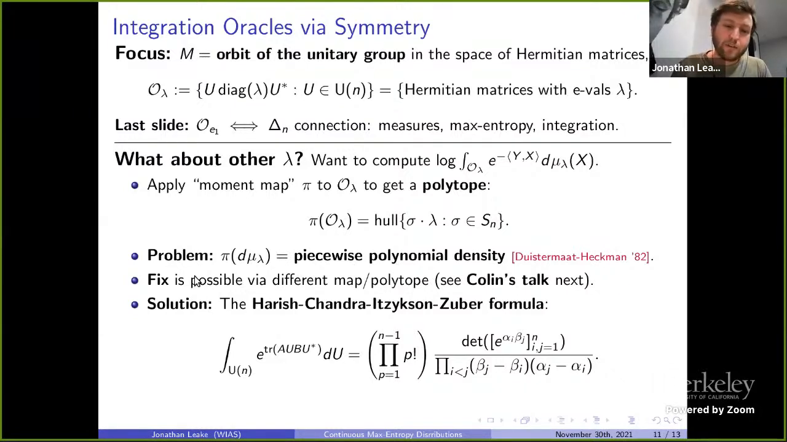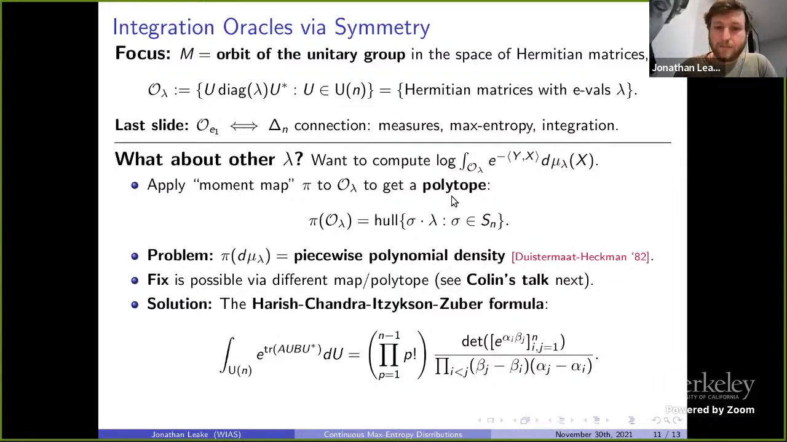Okay. And in fact, though, there is a fix that's possible. One can choose a slightly different map here and go to a different polytope and do something there. I'm not going to talk any more about that. If you like this idea of mapping things from manifolds to polytopes, I'd recommend watching Colin's talk next, where he should be talking a little more about this other option here. But we didn't do this.